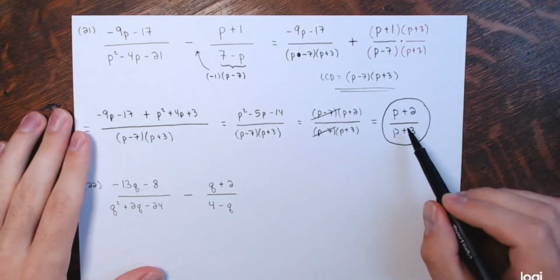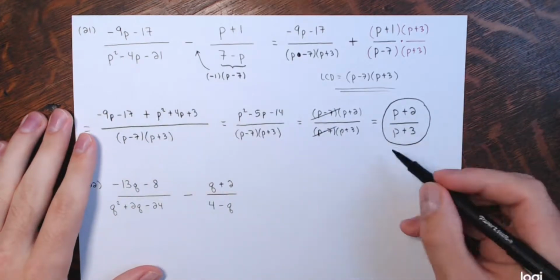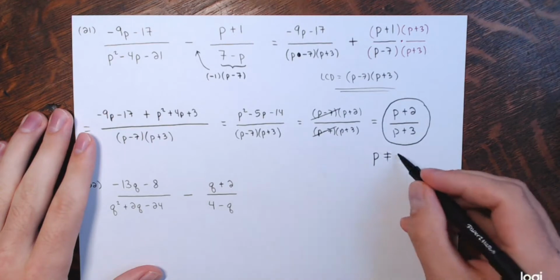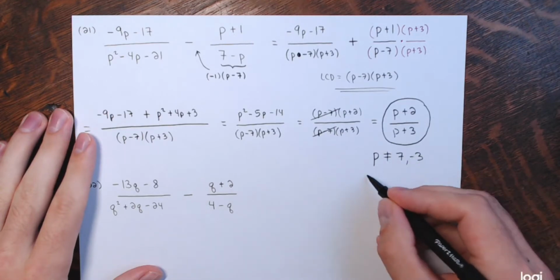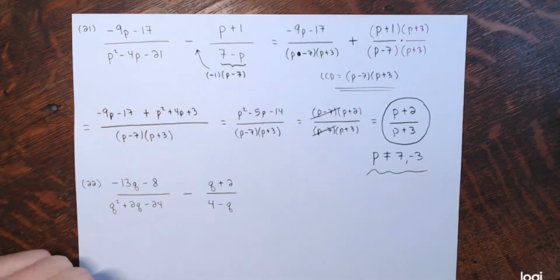Now, of course, this is only going to be true, right? This first expression will only be equal to this last expression if p is not replaced with 7 or negative 3. Because if you replace p with 7 or negative 3, you're going to have a 0 in a denominator somewhere in this problem, and that's bad. You can't divide by 0.